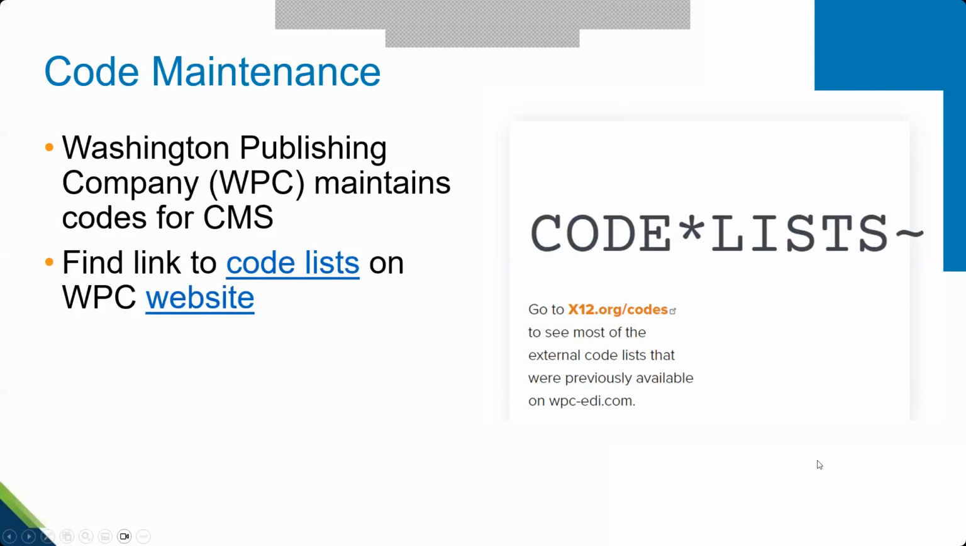You can find these code lists on the Washington Publishing Company website. This is a company that maintains those codes for CMS. You can find the lists, as I mentioned, on the WPC's, or the Washington Publishing Company's, website. The links are embedded here for you. Now, we understand that some of the codes may be cryptic or even out of date. They might include some out of date information, such as an out of date acronym. We can't control that. It is the Washington Publishing Company that maintains those codes.